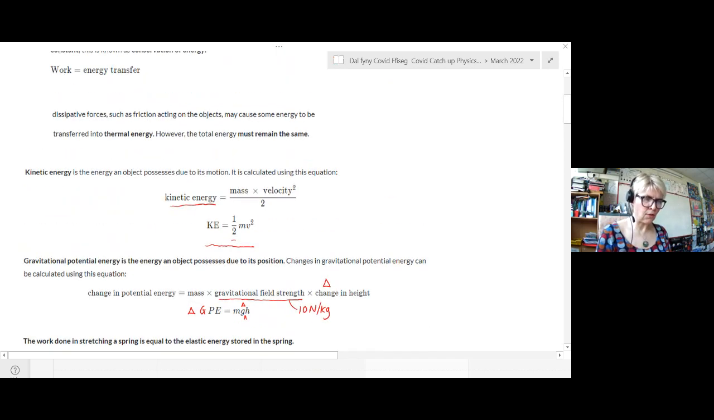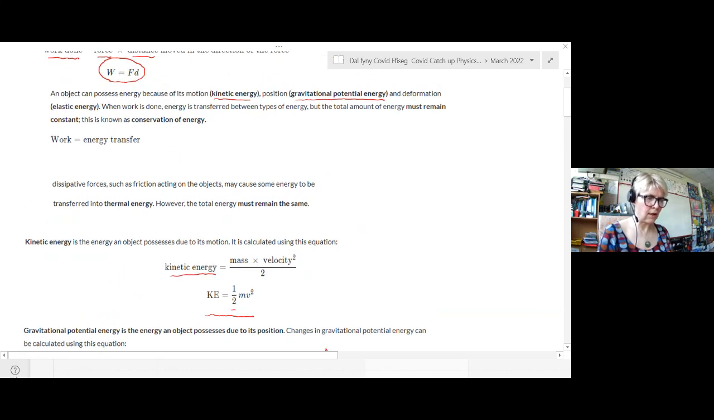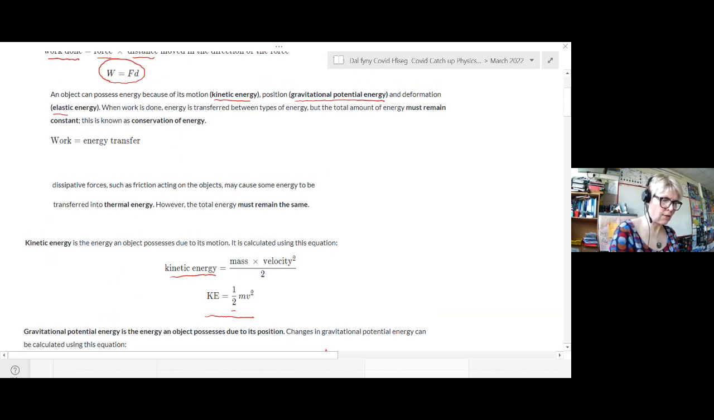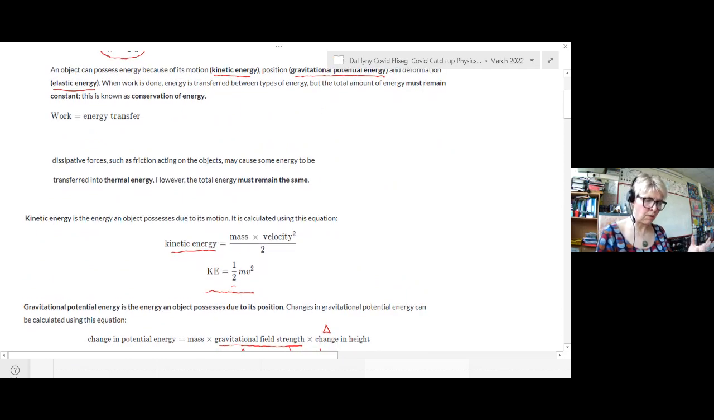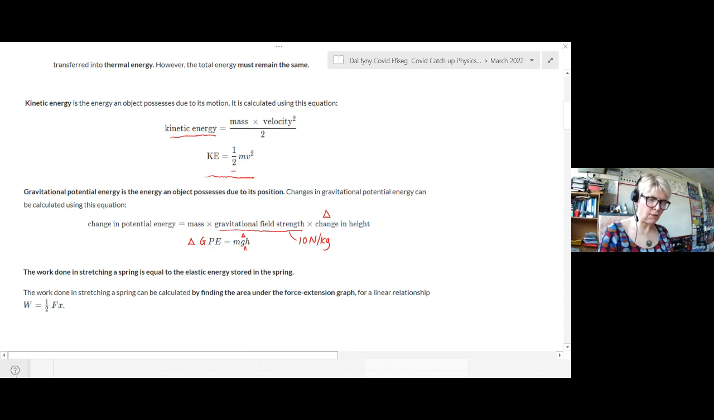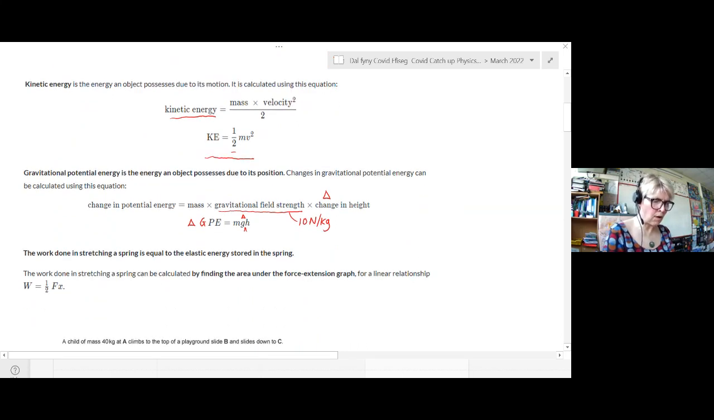The other source of energy that we look at is deformation or elastic energy. That is the work done deforming an object, or the elastic energy stored in a spring or a rubber band. At GCSE, the work done in storing energy in the spring by stretching or compressing it is given by half the force times the extension. There is another equation for that, but that is all you need at this level.